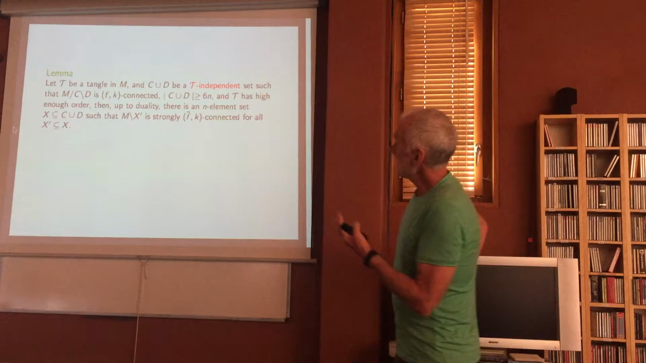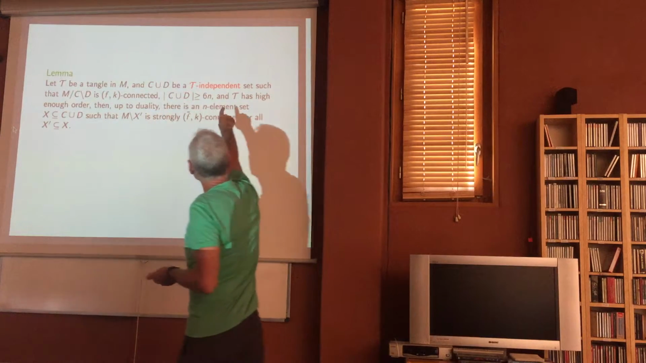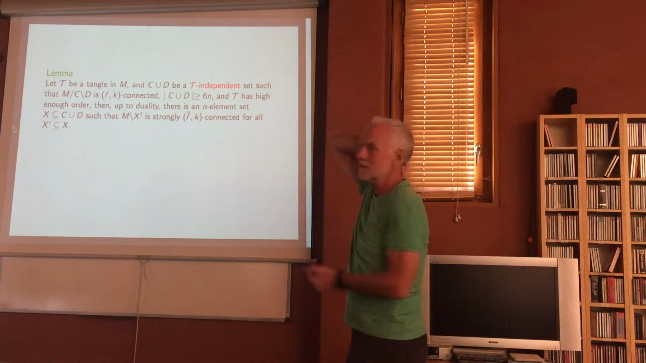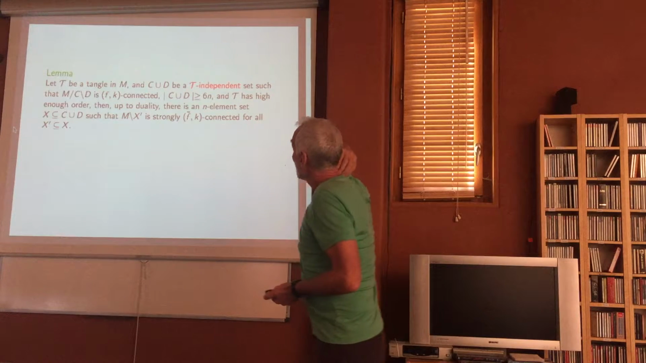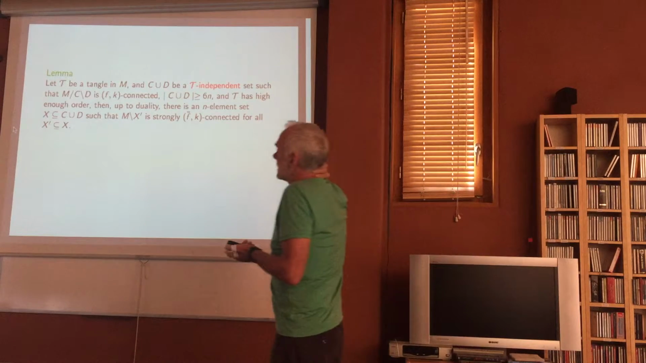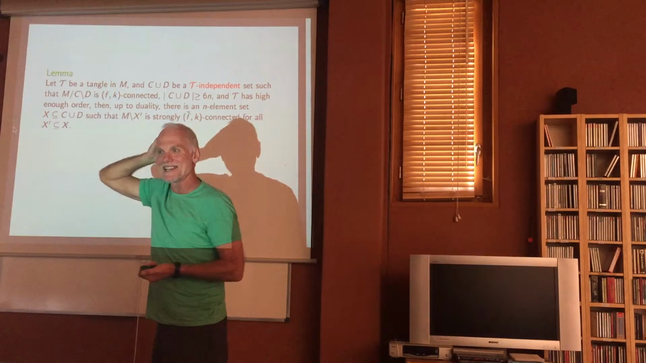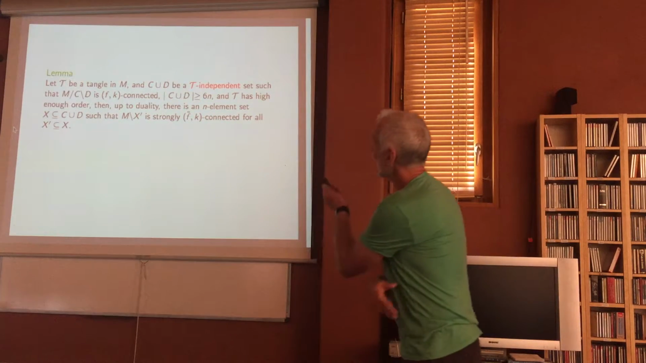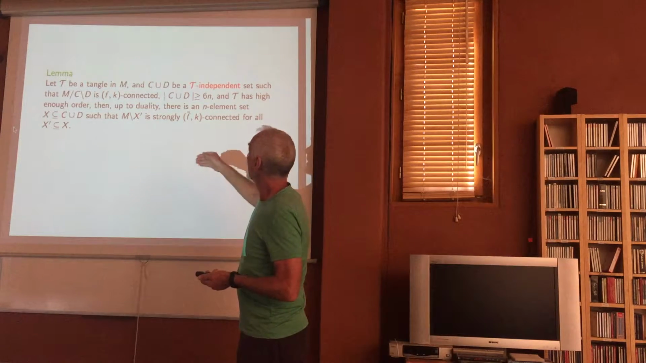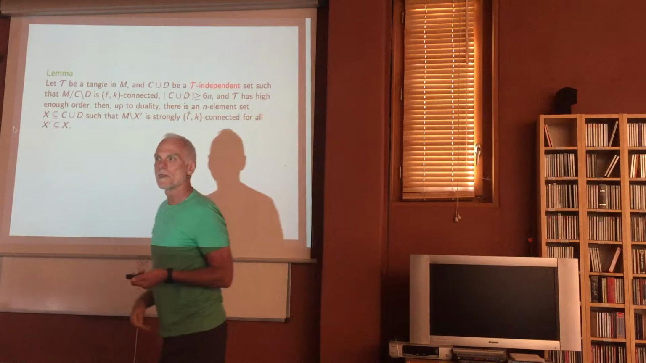So what this says is, if you give me a tangle in a matroid M, and you tell me I've got a set C union D, so C and D are obviously disjoint, and it's a tau-independent set, so it's independent in the tangle. And I'm not saying anything about the connectivity of M, by the way. And if I tell you that M, when I contract C and delete D, gives an FK-connected matroid, and then here's an actual number, 16. I'm very proud of that number. Then if the tangle has very high order, and I'm allowed to dualize, there is a subset of size n that has the property that I want.